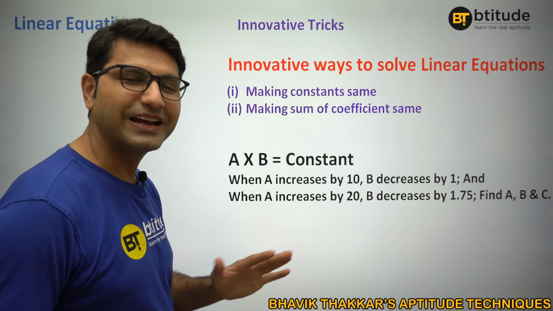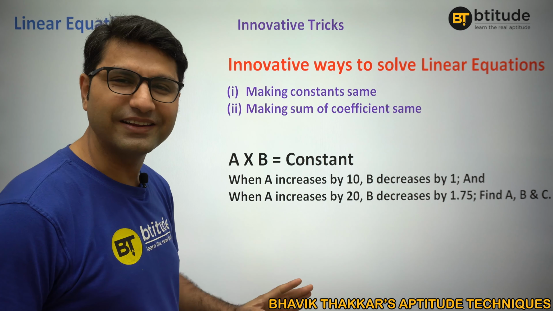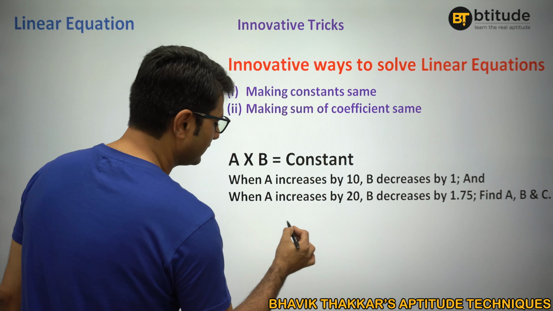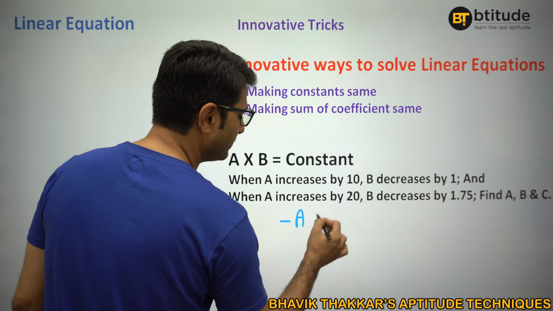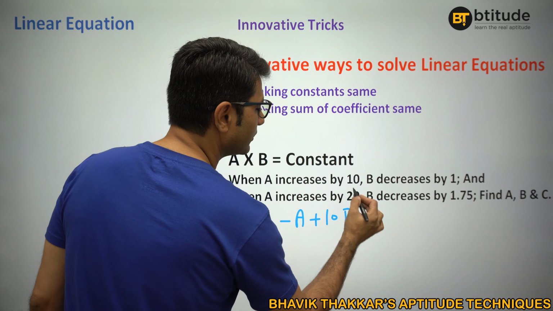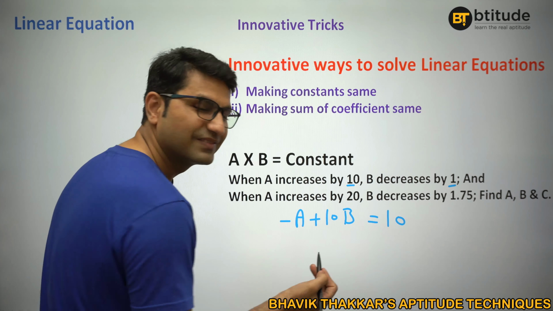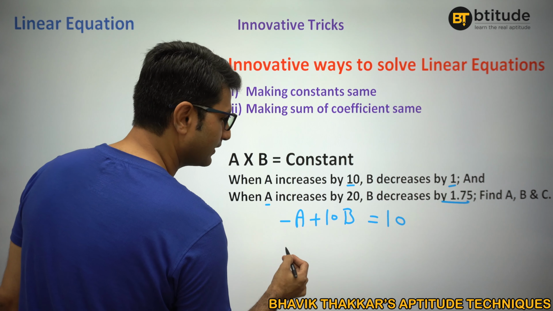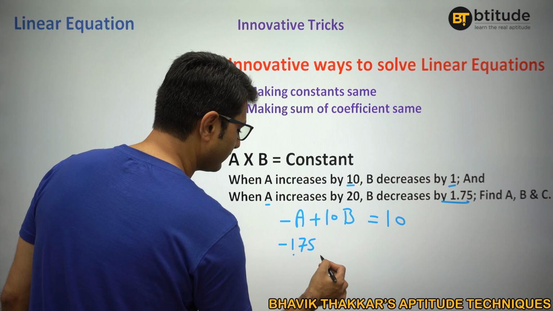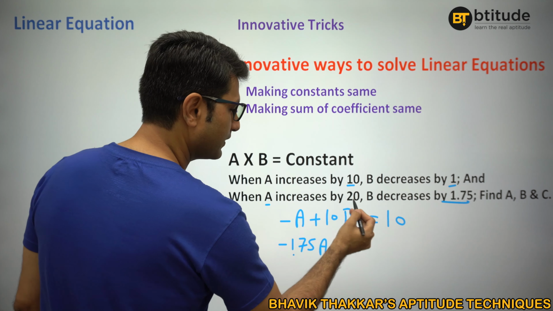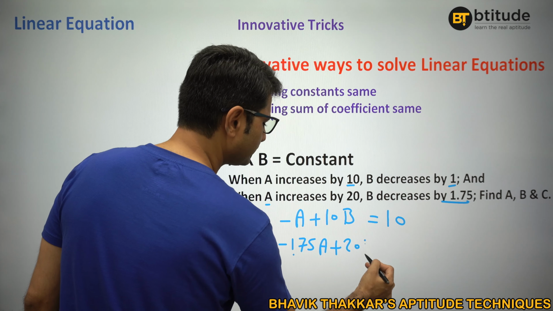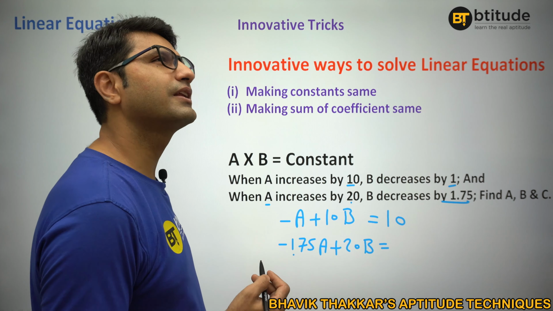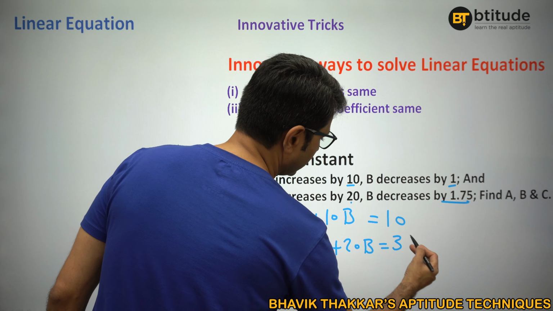If you can do this, it would be a cakewalk. Just try to do it. Should be very easy, right? Now, hopefully you could do it. It's very simple. Minus 1a. So, minus a plus 10b is equal to 10 into 1, 10. Next, minus 1.75a, right? Minus 1.75a plus 20b is equal to 20 into 1.75, that is 35, right?